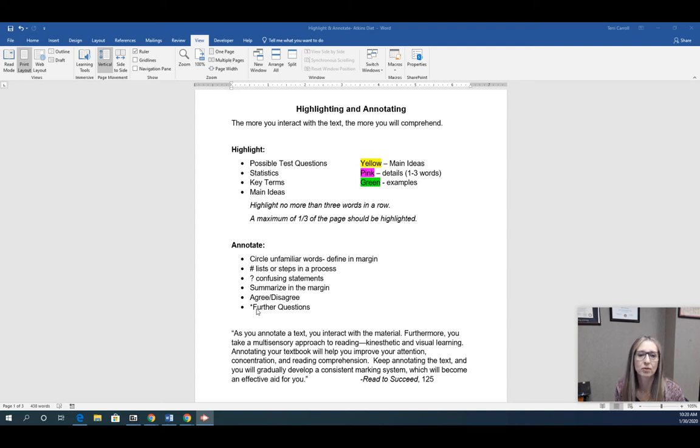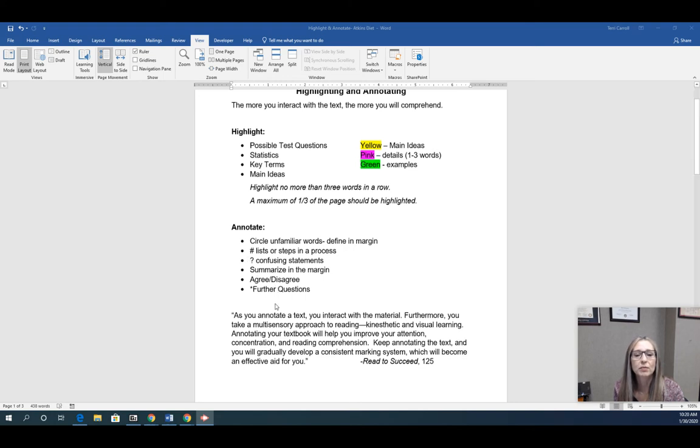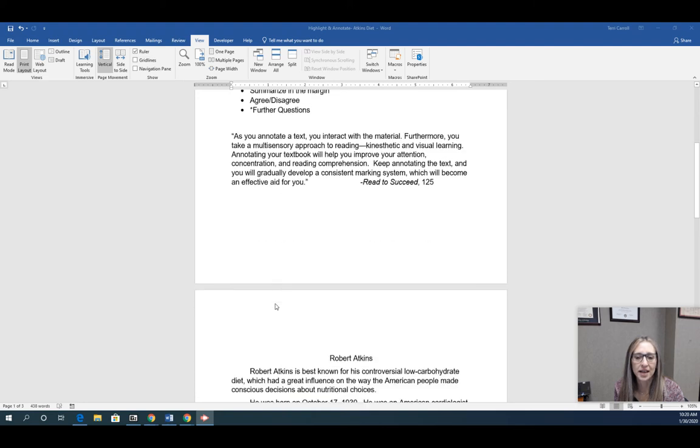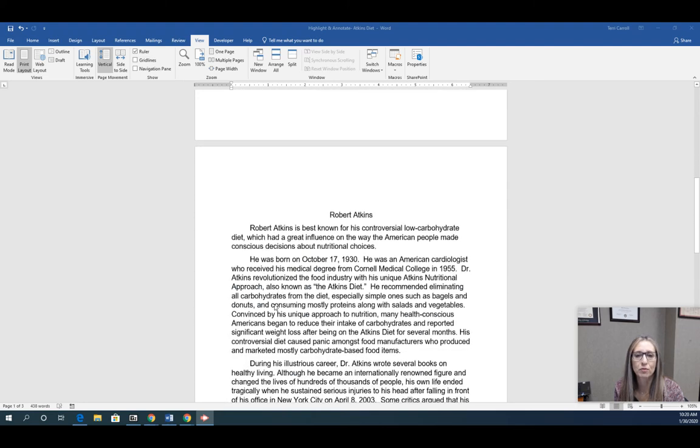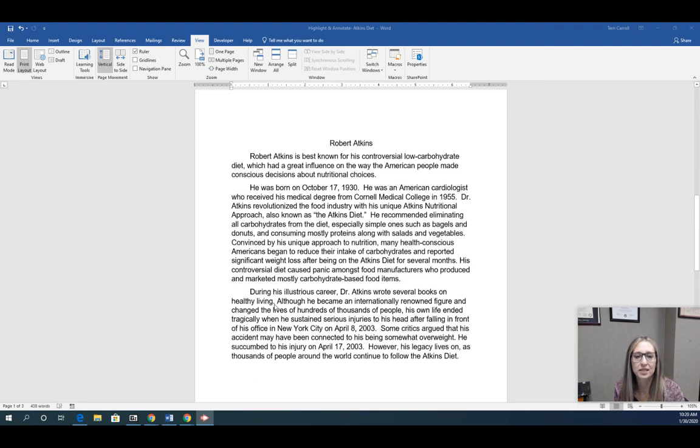I have more questions about what I just read. You might put a little asterisk beside that particular topic or the sentences that you've read for further questions. So keeping this in mind and how we're going to annotate, let's look at this text that I have available for you about Robert Atkins.